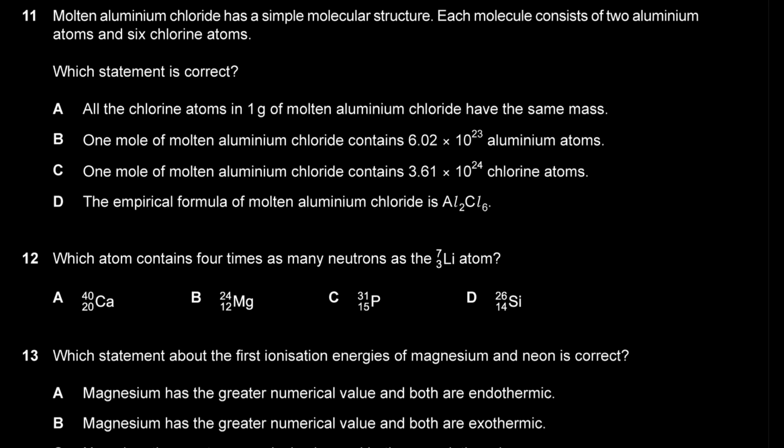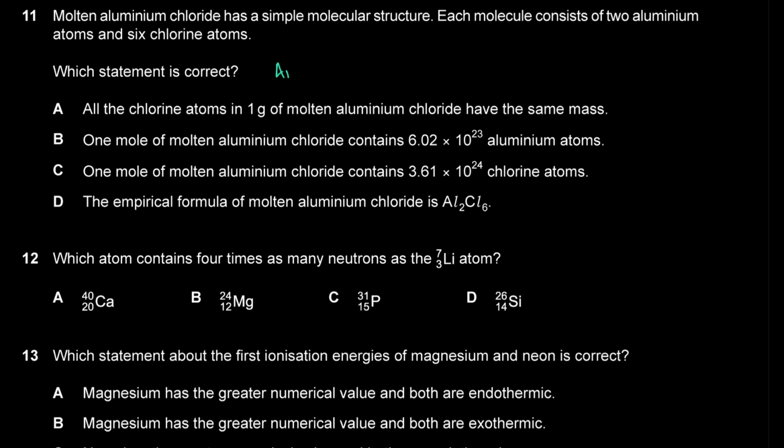Molten aluminum chloride has a simple molecular structure. Each molecule consists of 2 aluminum atoms and 6 chlorine atoms. Which statement is correct? All the chlorine atoms in 1 gram of molten aluminum chloride have the same mass. This is not correct, okay?